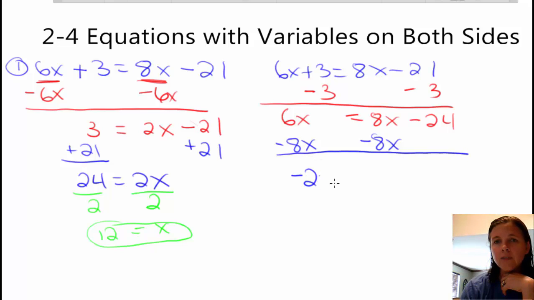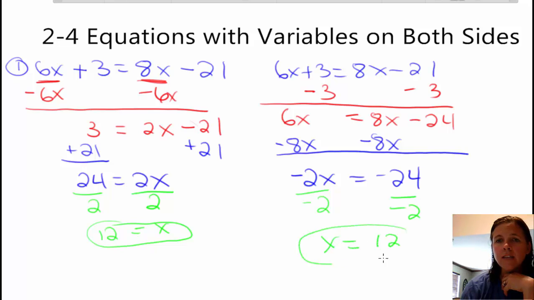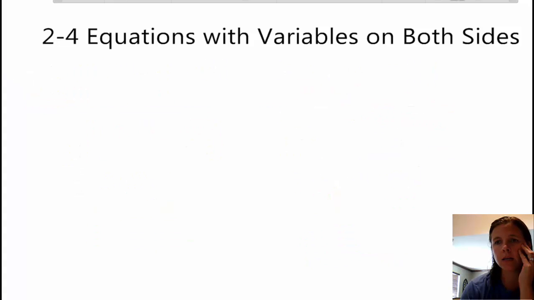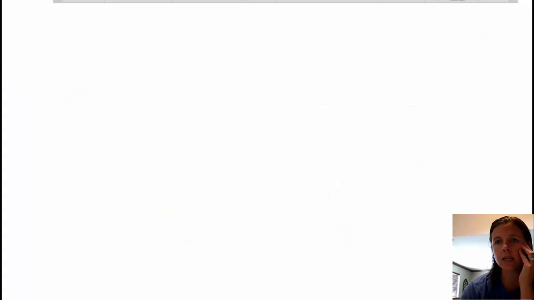So we have negative 2x equals negative 24. Okay, and then when we go to divide that, we'll still end up with positive 12 because a negative divided by a negative is a positive. Okay, so there's lots of different ways, and you could have actually started by adding 21. There's lots of different ways to start it. Okay, let me get rid of these and go to our next one.